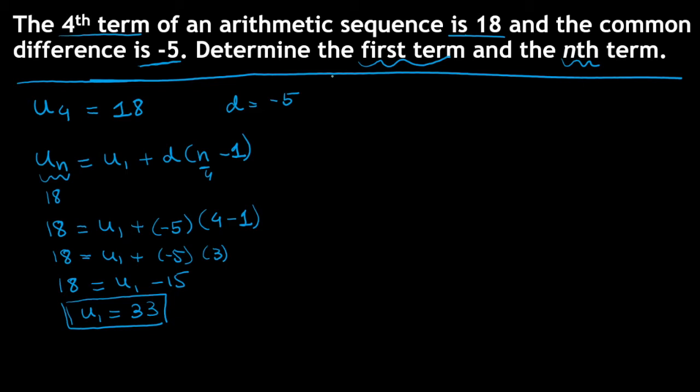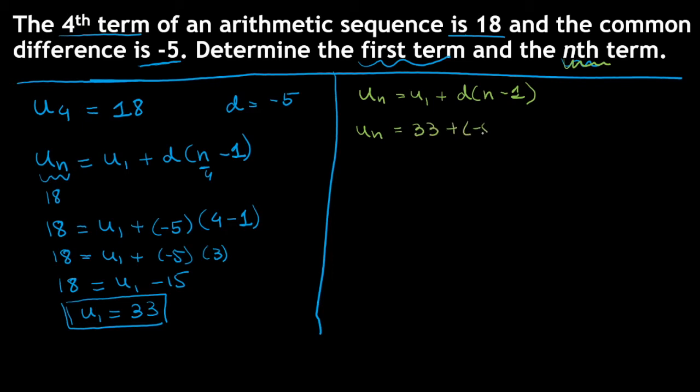Like I said, when they ask us to find the nth term, all we have to find is the un expression. So let's use our formula that we learned back here. Or before that, let me do this in a different color. So let's take green for this. So un is equal to u1 plus d into n minus 1. Now we have our first term, which is 33, our common difference, which is minus 5, and n minus 1. So un is equal to 33 minus 5 into n minus 1.